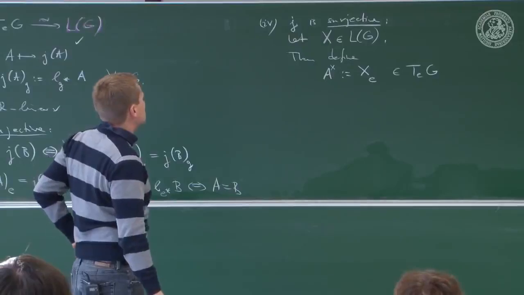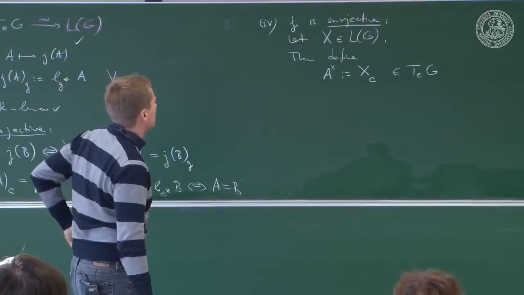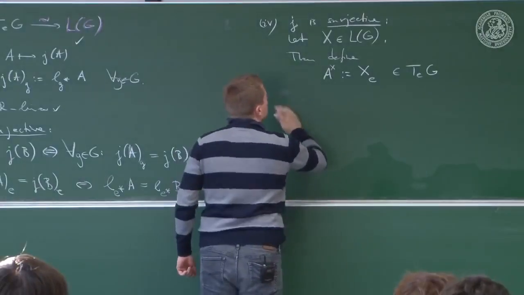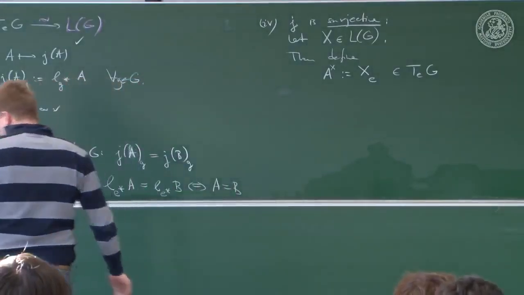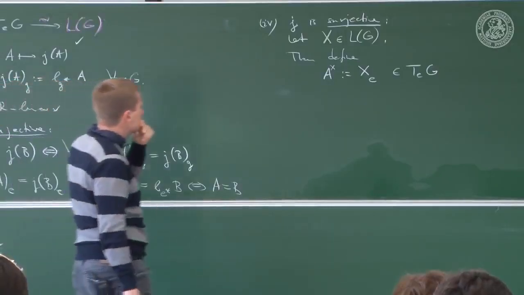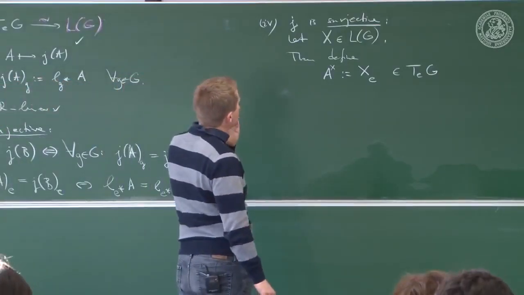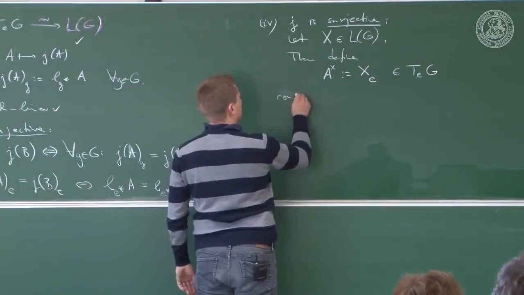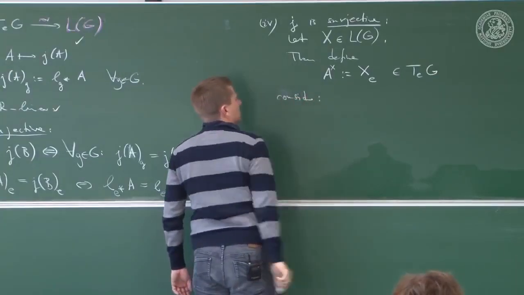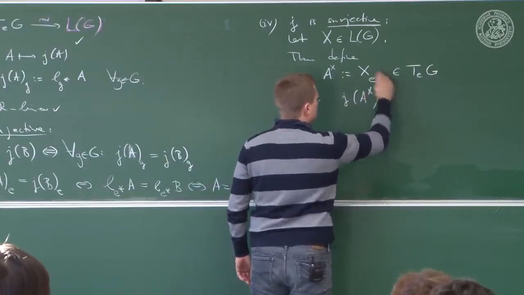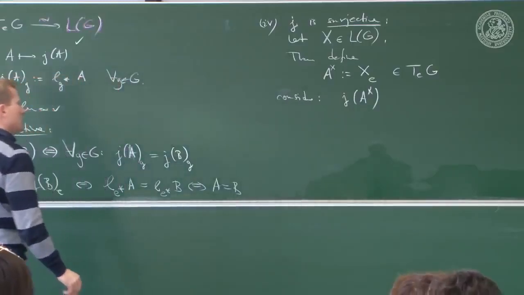Now I need to hit that element. Well, how do I know I hit it? Okay, anyway, I do this, and now I consider, my idea is that the J of this AX reproduces this X.